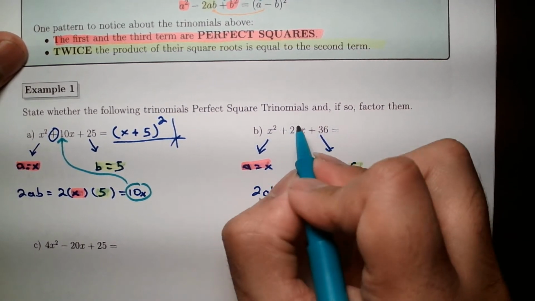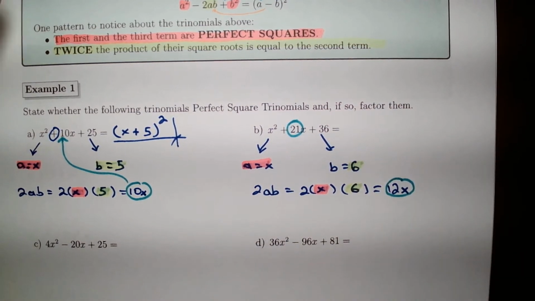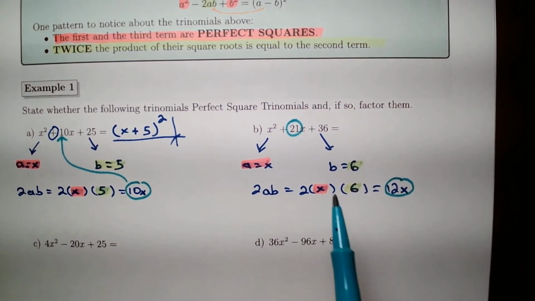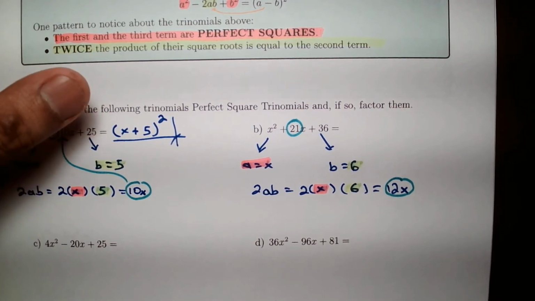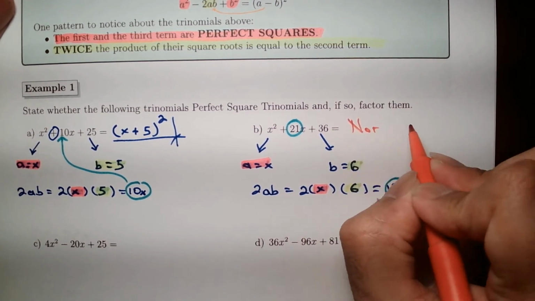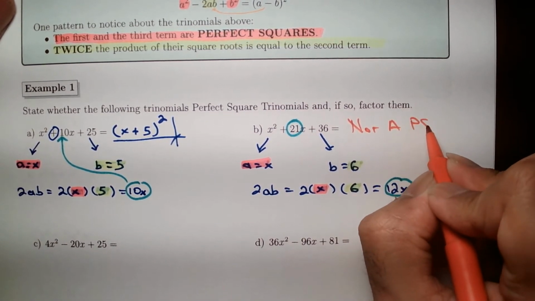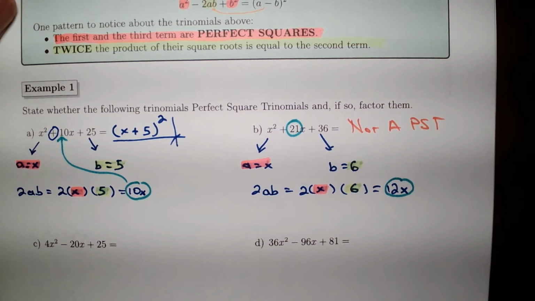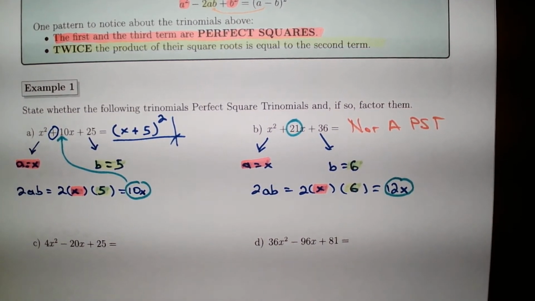Now we need to verify: does that one match that one? In this case, it's not a match. These don't match. So we say it is not a perfect square trinomial, PST for short. In this case, we need to find another way to factor this one.